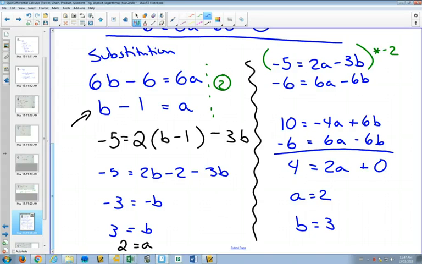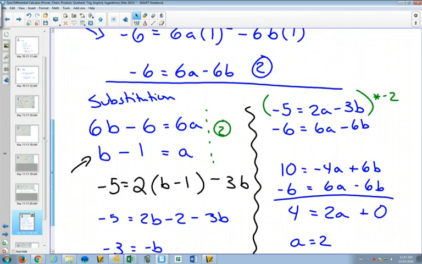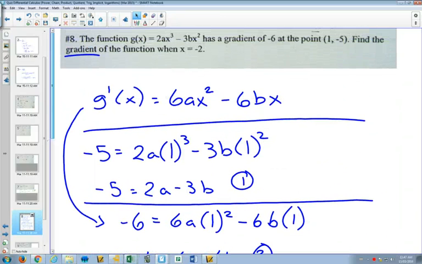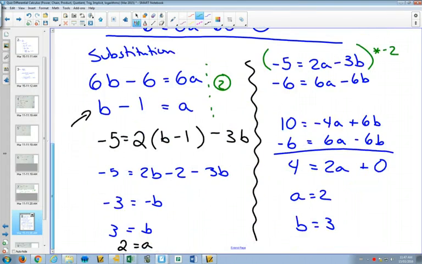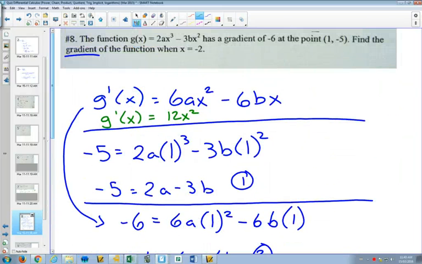So on the test you get to choose. You can choose if you want to substitute or if you want to use elimination. Either are fine. Now that we've got a is 2 and b is 3, we can go back to the beginning here and say, well, I can rewrite my derivative now. Since a is 2, this would be 12x squared. And since b is, was it 3 or negative 3? b is 3, this will be minus 18x.